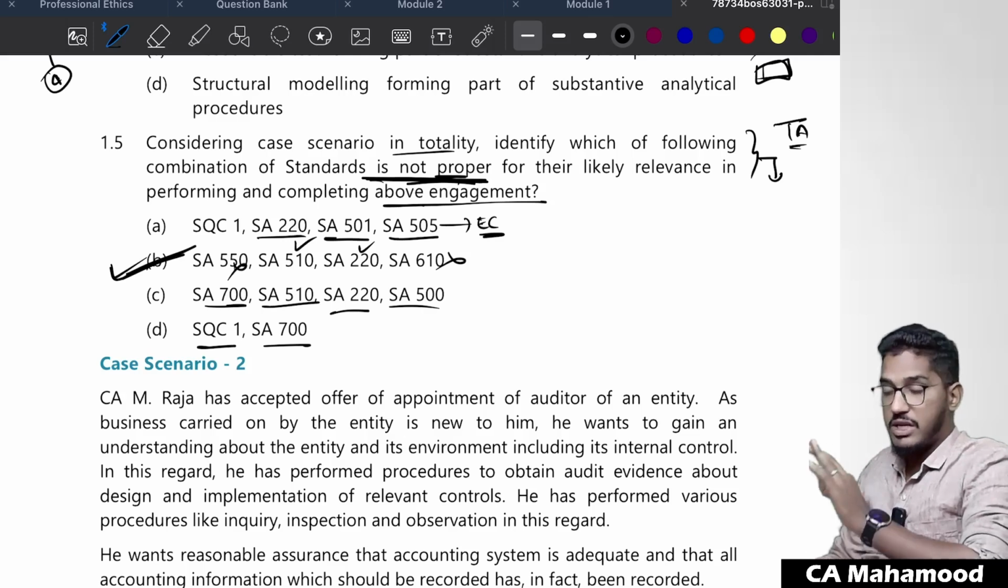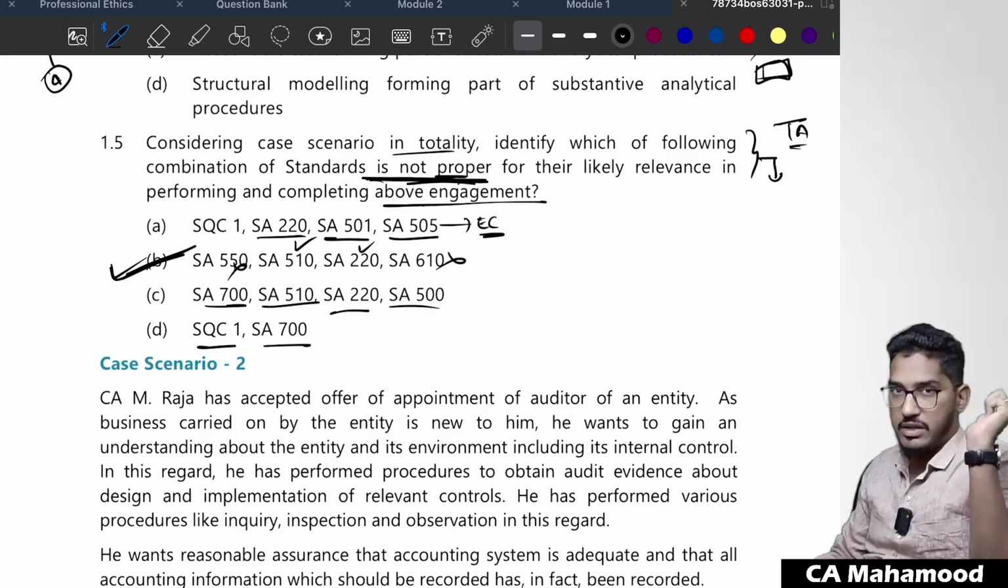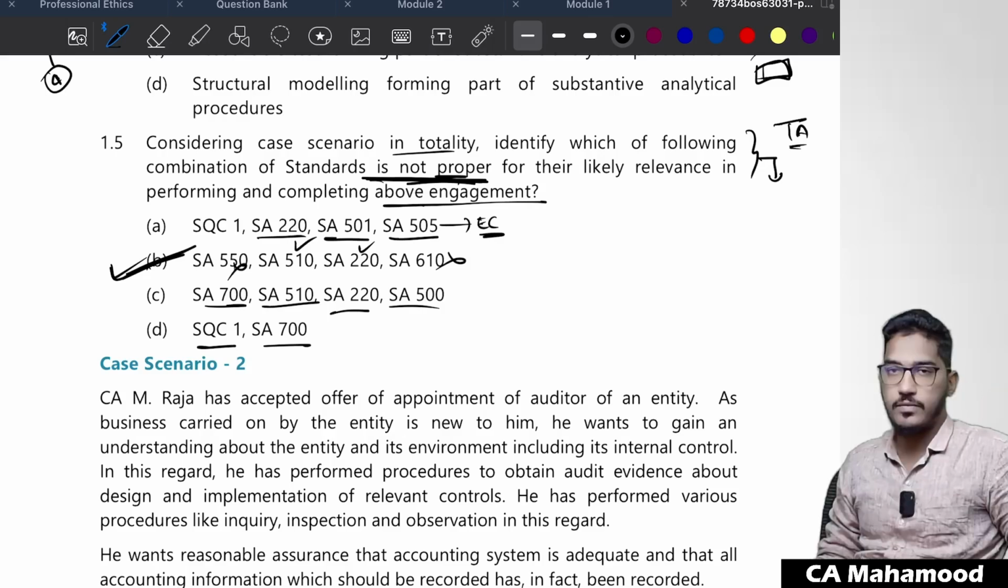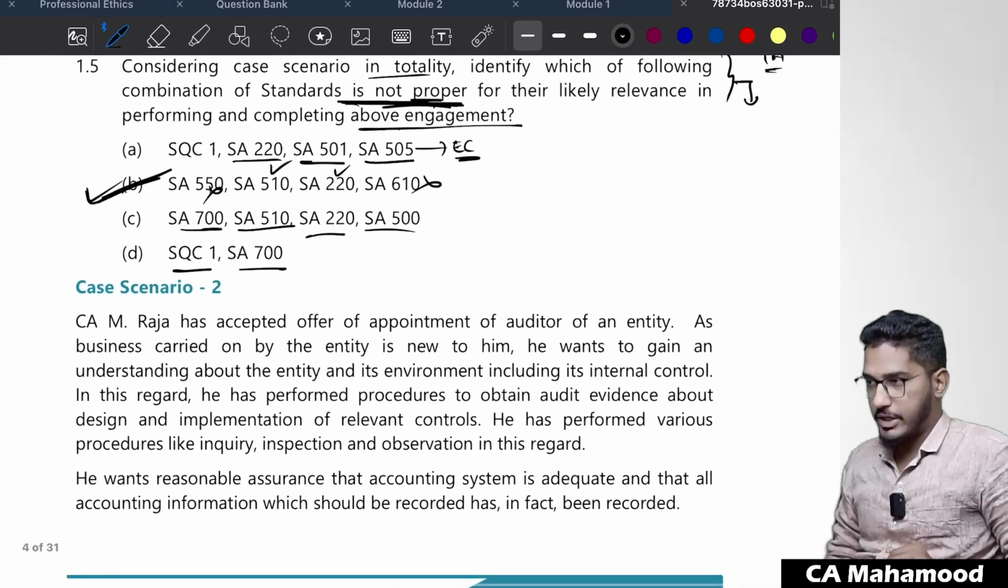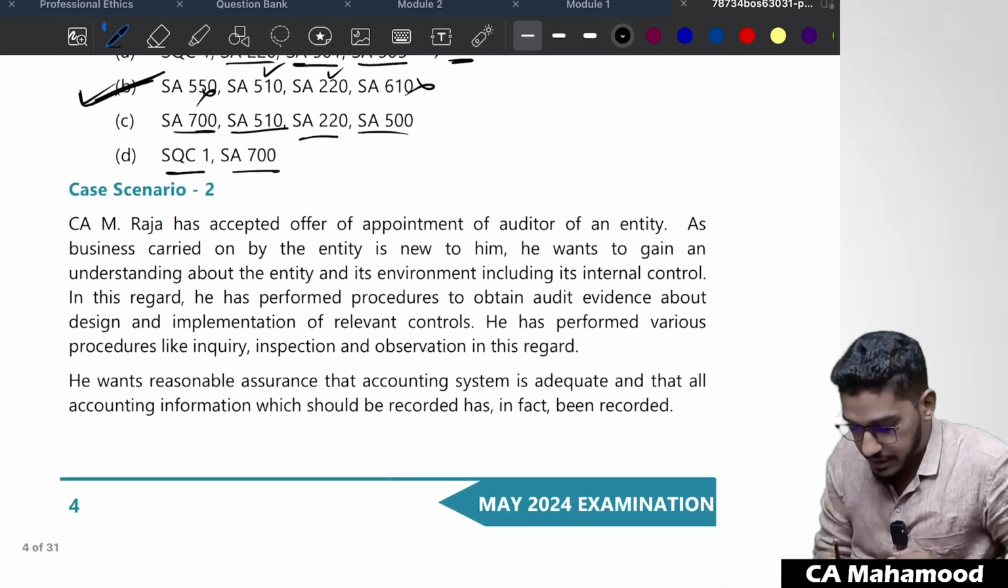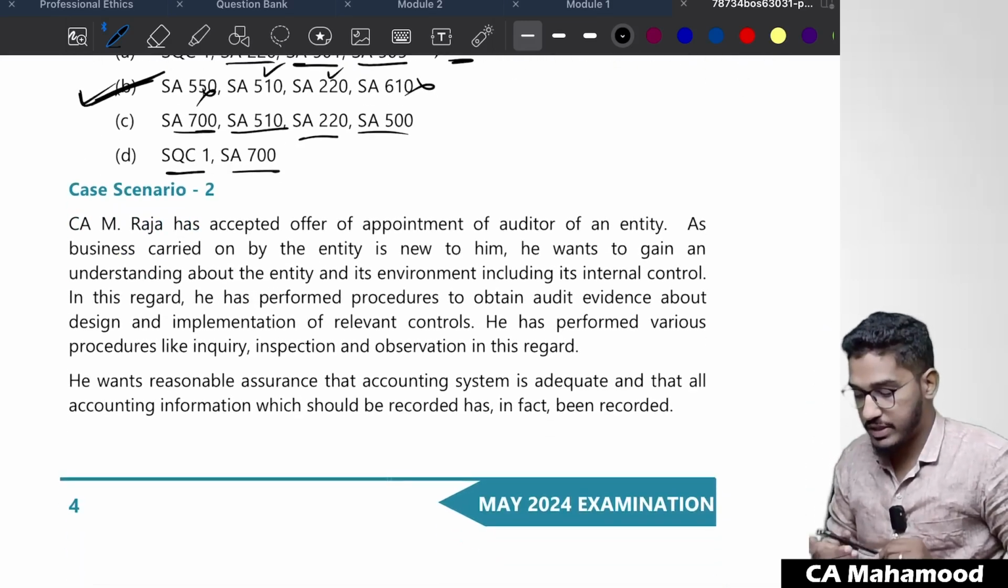Able to understand? So that's why I told you in this RTP, case scenarios are very interesting. This is how you need to analyze the facts of the question. Got it, guys? Everybody able to understand? So now let us come to case scenario number 2. We are done with case scenario number 1. We will try to understand the MCQs from the second case study.